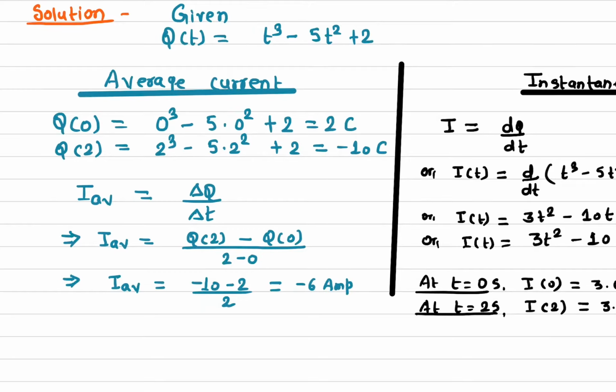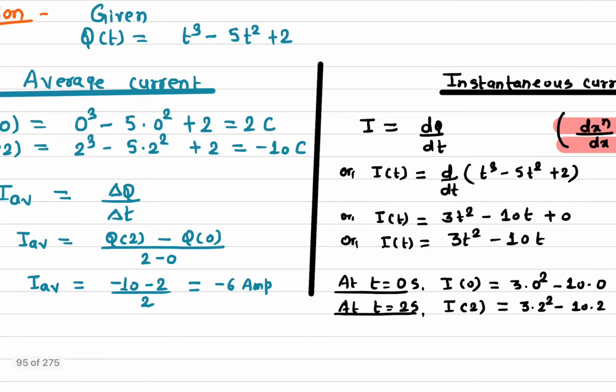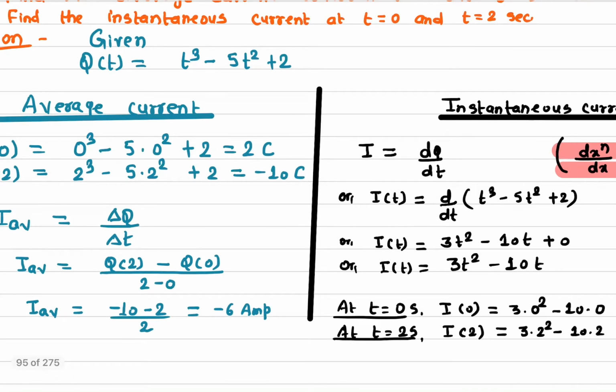So the average current is defined as the final charge minus the initial charge, that we call delta q, divided by the time interval. So q at time equals 2 seconds minus q at time equals 0 seconds. In between these two times, this is the charge that has passed through. At time equals 2 seconds the value is negative 10, and at time equals 0 seconds the value is 2 coulomb. If we do the math, we get negative 6 ampere. So this is the average current that has passed through between time equals 0 and time equals 2 seconds.